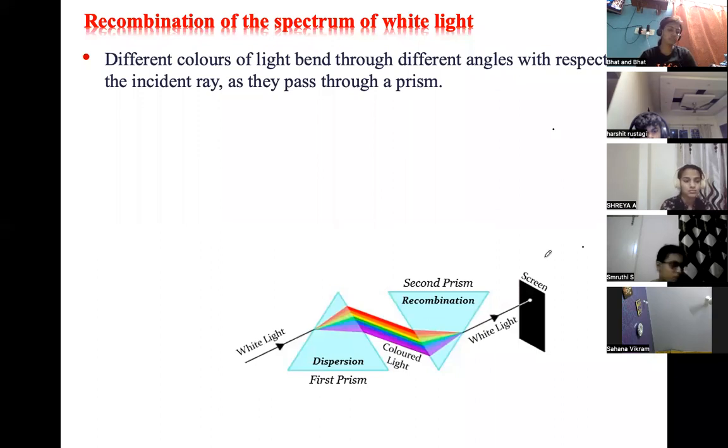Spectrum means different colors of light which bend through different angles. These 7 colors, what are they? After splitting you will get 7 colors. So that is called what? Spectrum.